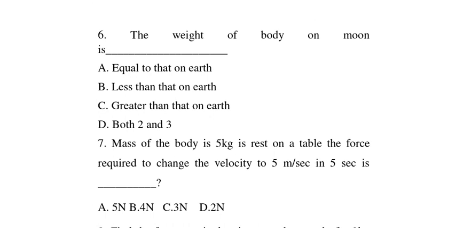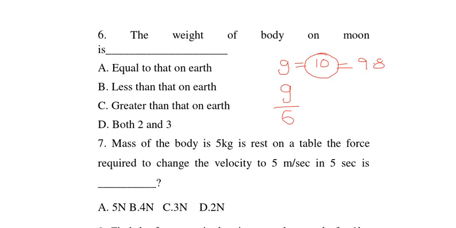The weight of the body on the moon, does it always increase or decrease? Your g value on the earth is equal to how much? 10 meter per second square. Yes or no? Actually the exact value is 9.8, but we are using a rounded number. The round figure is 10. On the earth this is the value, but while going to the moon, does this value increase or decrease? You have to tell. It becomes g by 6.